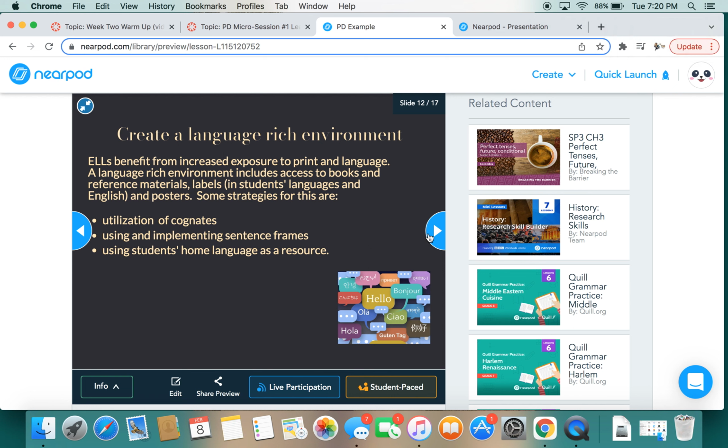Another way we can incorporate a language-rich environment is to have them be exposed to print and language. And we do this by creating a language-rich environment. What this basically means is that students would have access to books and materials and labels that are in their language as well as English. This can include posters as well. Some strategies for this are the utilization of cognates, using and implementing sentence frames, and using the student's home language as a resource.